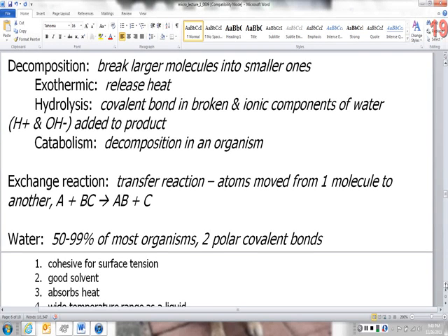In an exchange reaction, we see the transfer of atoms from one molecule to another. An example would be substance A reacted with substance BC forms substance AB plus substance C.